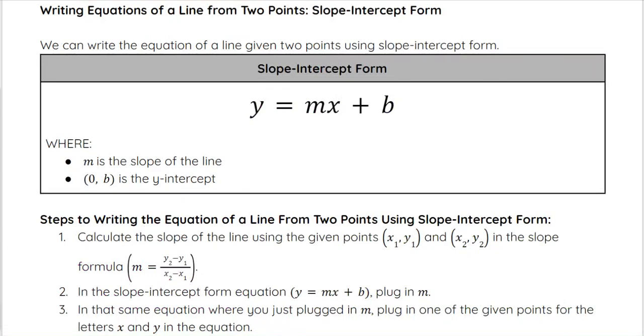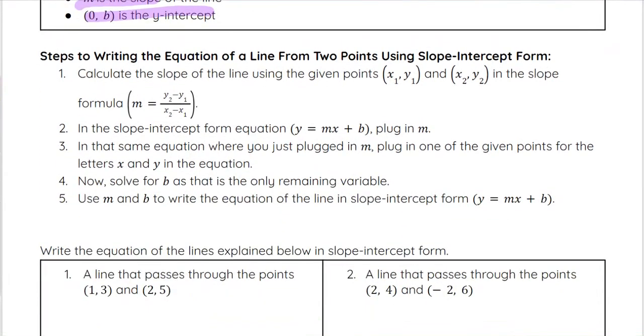So now let's take a look at how we write the equation in slope-intercept form again. But this time we are going to be given 2 points that are on a line written as ordered pairs as opposed to a graph. So we are still going to use y equals mx plus b in this method. And m still represents the slope and b still represents the y-intercept. So let's take a look at the steps.